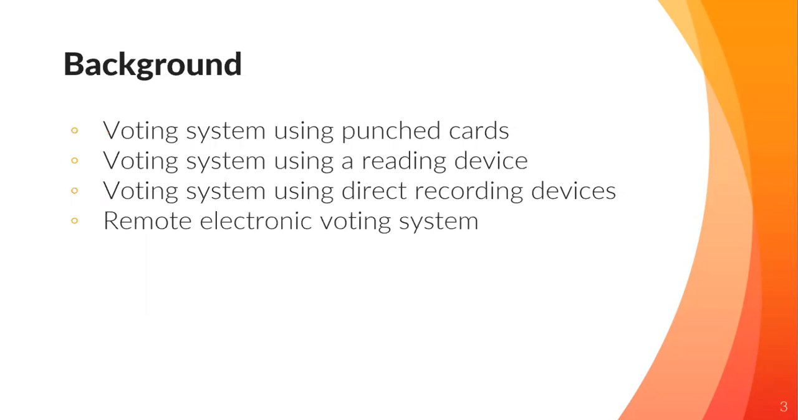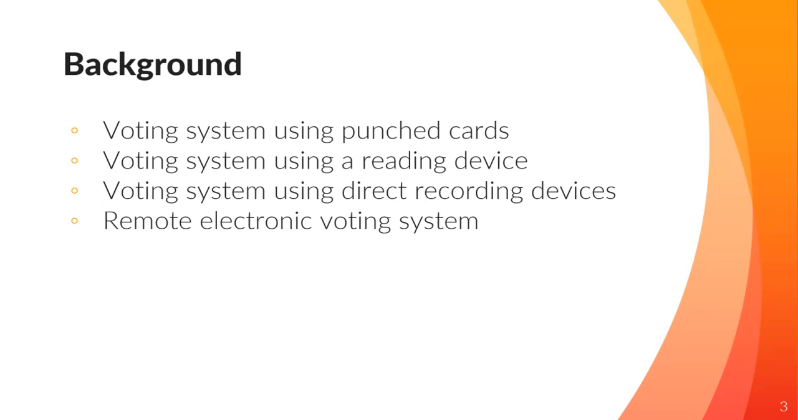Voting system using punch cards, where the voter's option is punched in the card by means of a mechanical device. Then a tab counts the perforations for each option. In this type of system, the voter must be present to vote. Voting system using a reading device, where the system is capable of reading the vote that is made with a pen on a piece of paper. This voting process is in person. The voter must be at the polling place.